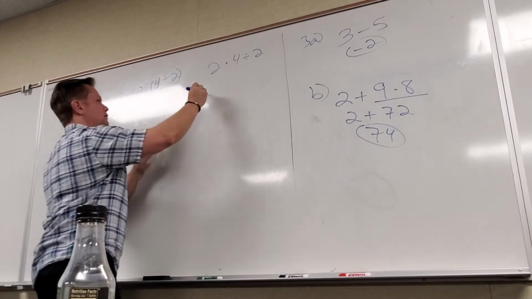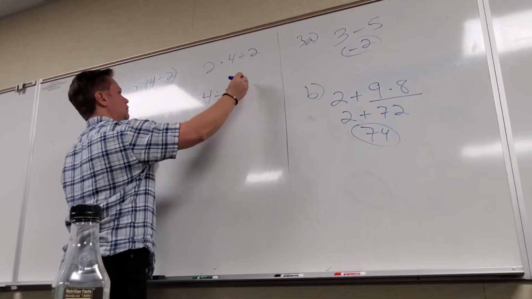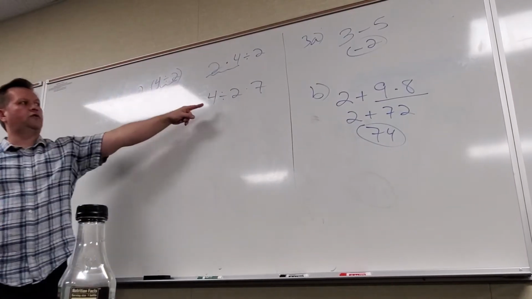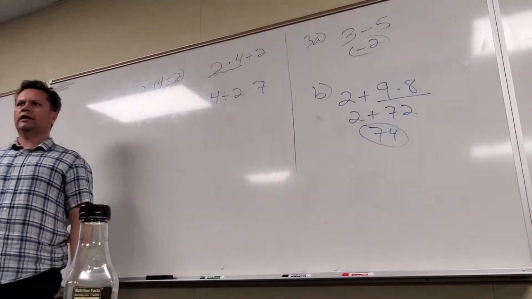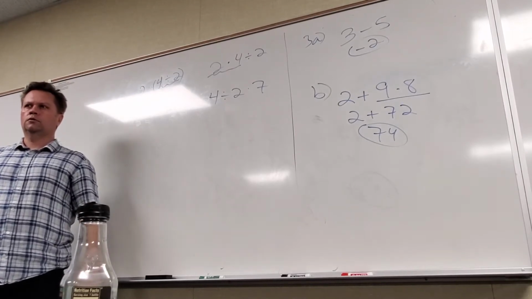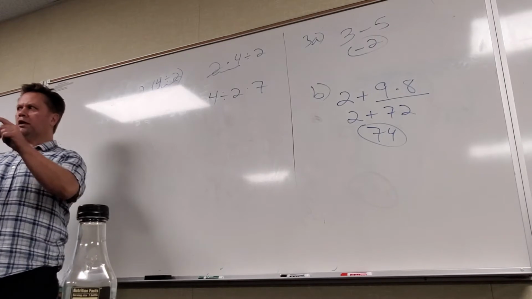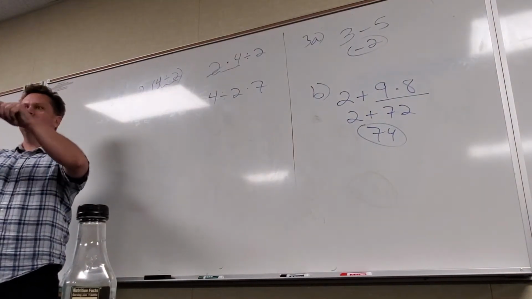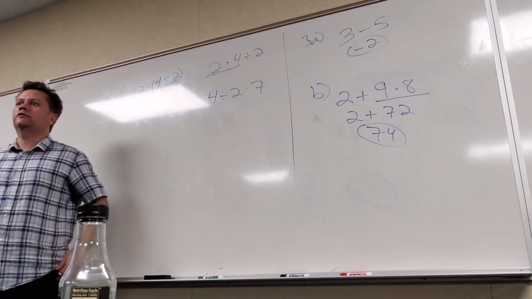So if I had this, this would be first here, this would be first here. What would I do first there? Division, because it came first. Multiplication and division are on the same level of importance. So what determines who's first in that case is just whoever comes first.